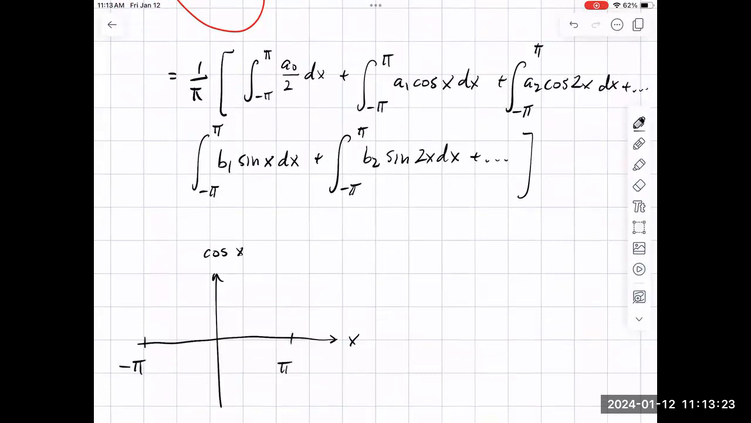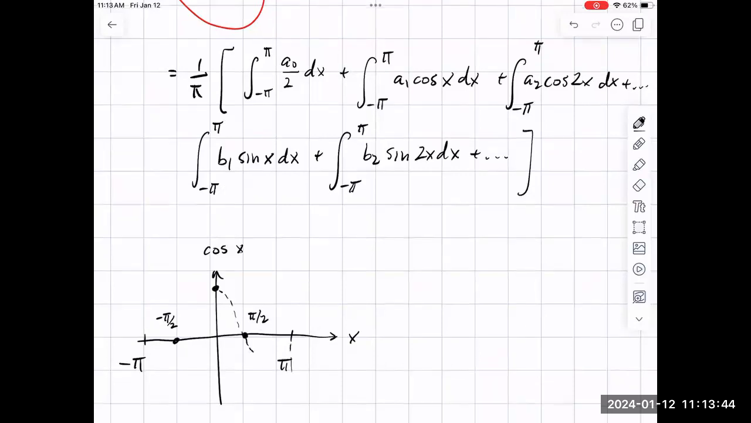So cos x is 1 at 0, and it's 0 at pi by 2, and it's 0 at minus pi by 2. And so let's see if I can draw cos. And then it's going to go to minus 1 over here. And so it's going to look something like this. Okay, so this is going to be 1 over here, and this is going to be minus 1 over here. And so cos x looks something like this. It's not a perfect drawing, but it's pretty decent.